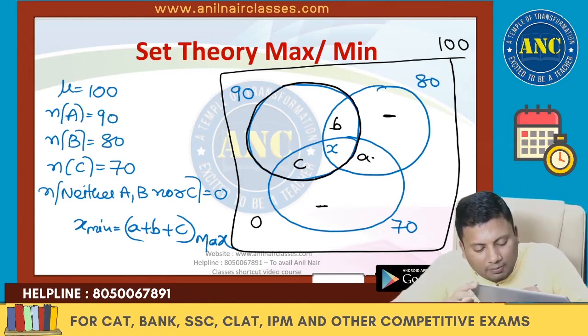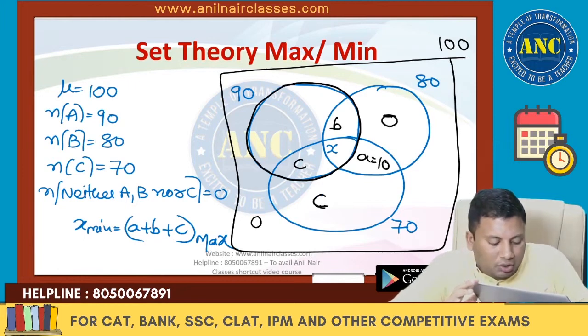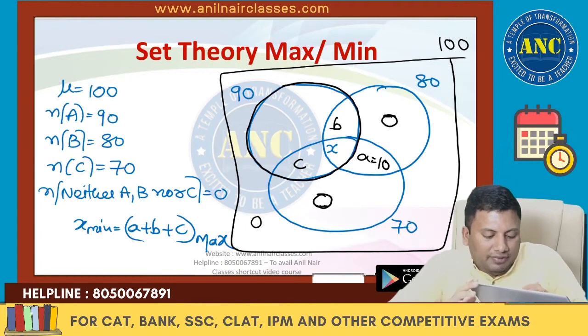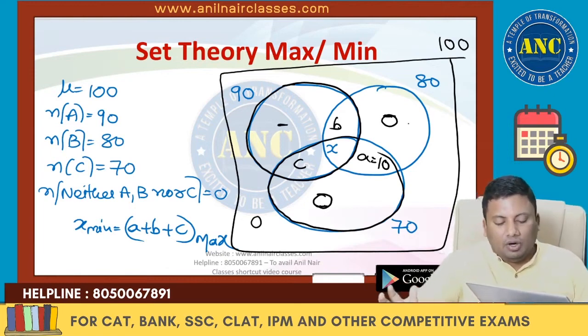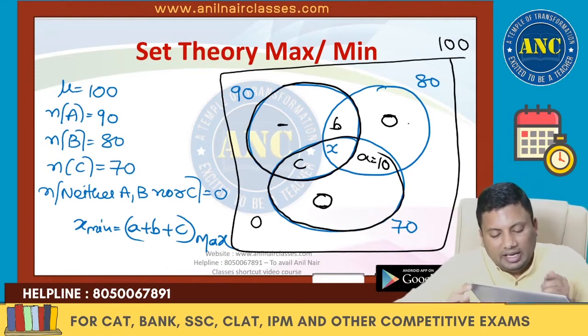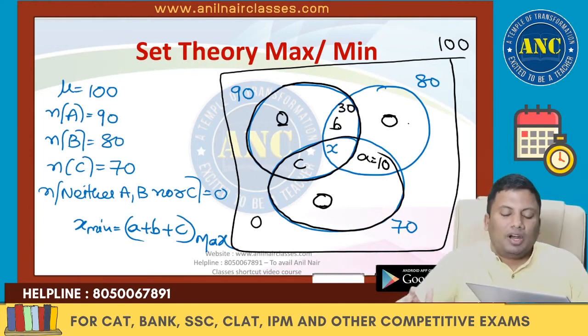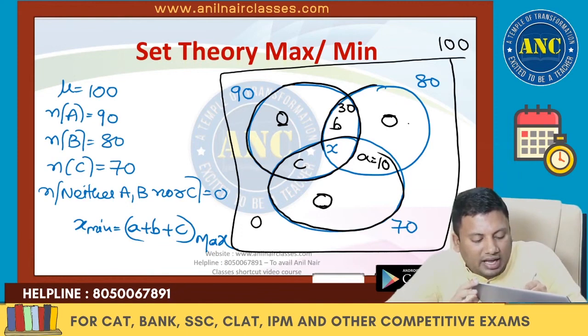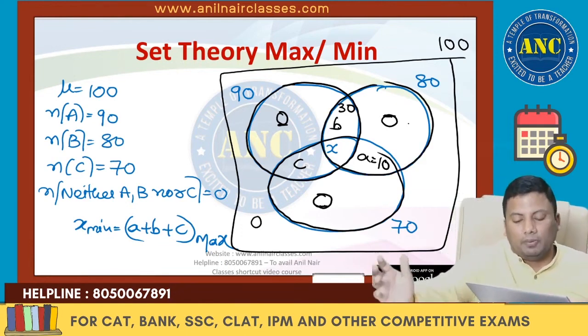I want maximum. Give the entire 10 to a, remaining keep it as 0. If this entire circle value is 70, this value plus b plus 0, anyway it is 0, it should give you 30. Because b is maximum, give it 30. Are you all with me? If this entire circle value is 80, remaining 3 it should be 20.